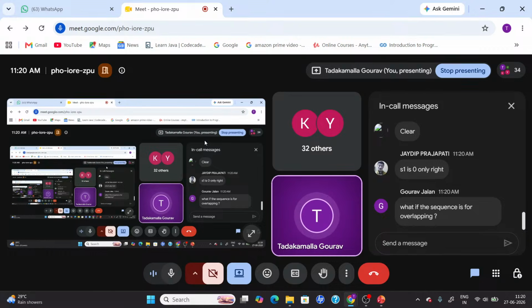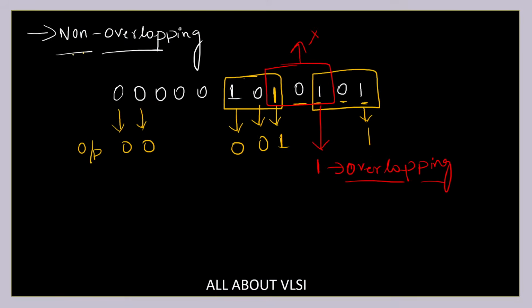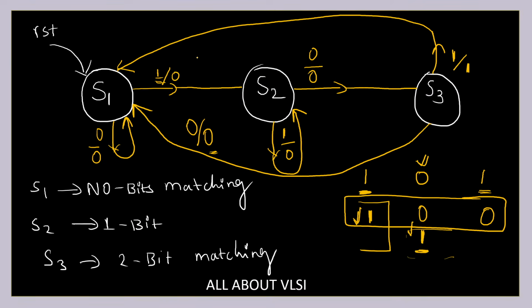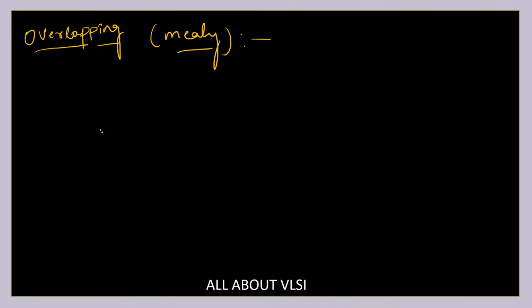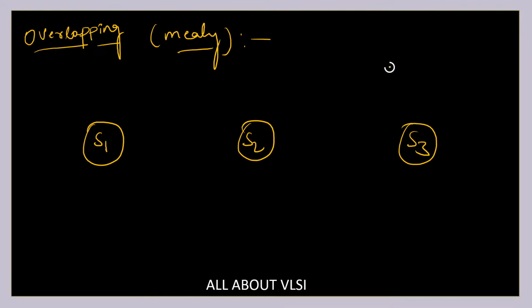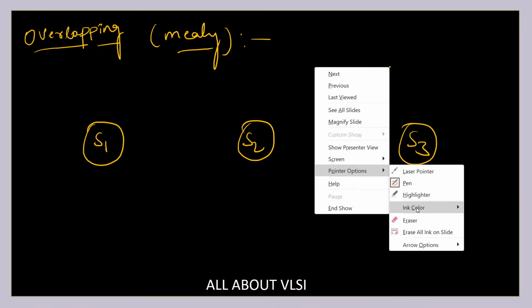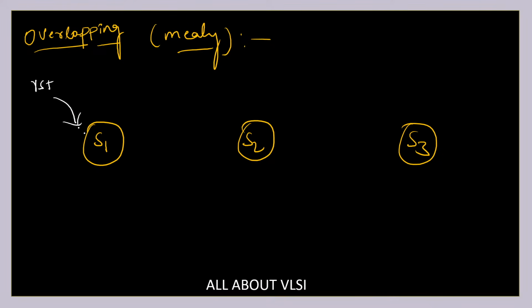Yes, we are coming to that particular scenario. This is the first case, where we have non-overlapping. And now, let's see the same scenario for overlapping, using Mealy only. Okay. Now what I'm going to do, let me draw it quickly. S1, S2, S3. And here, if reset is applied, then I'm entering into the S1 state. And if 0, I'm going to stay in the same state.